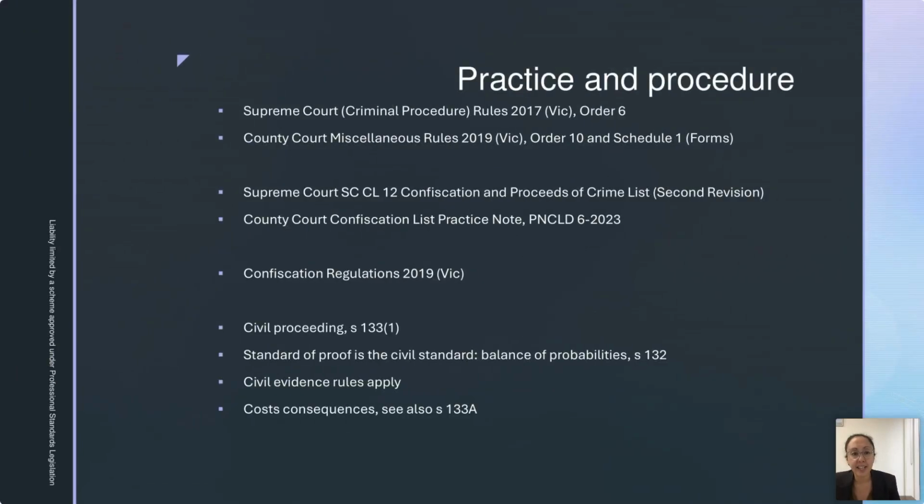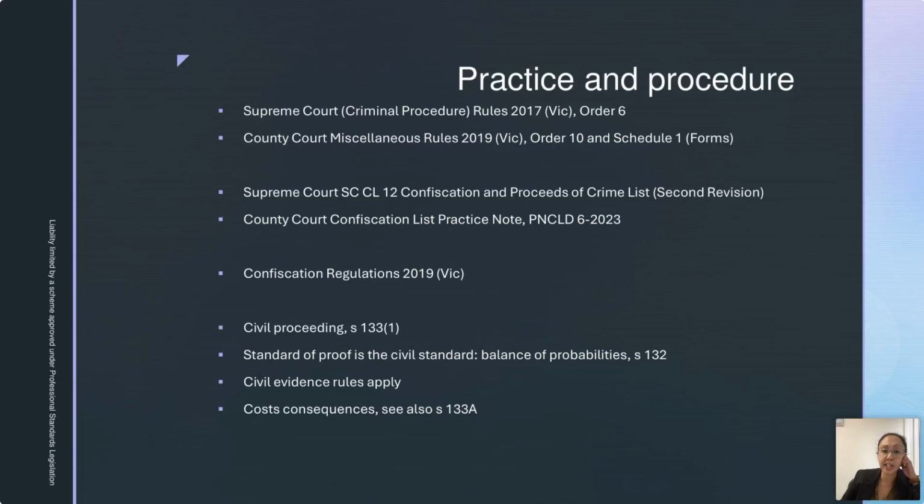At the outset, I draw practitioners always to the legislation and the various rules and practice notes. And I've set out there the Supreme Court rules and the County Court rules. Often it's difficult to find where the Confiscation Act rules in the Supreme Court and County Court rules lie. In the Supreme Court, it's in the criminal procedure, and County Court, it's miscellaneous.